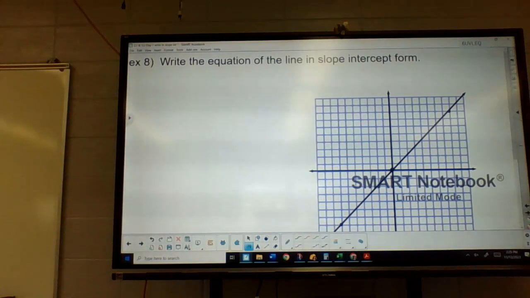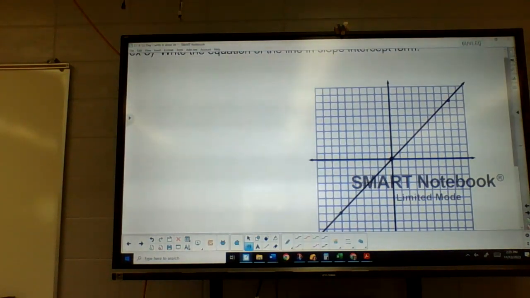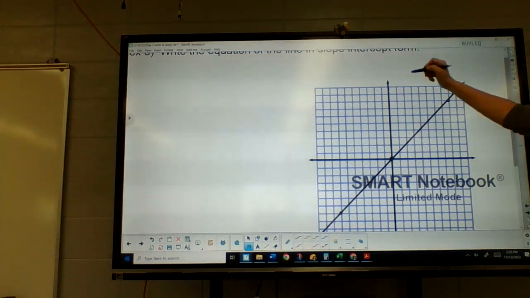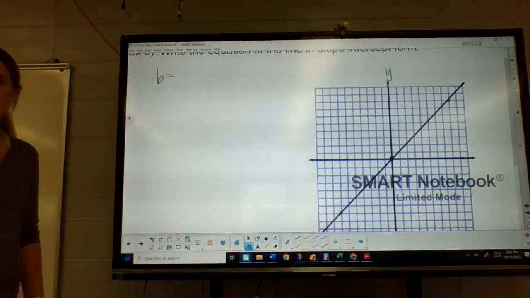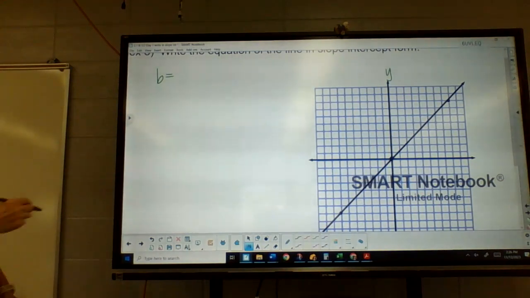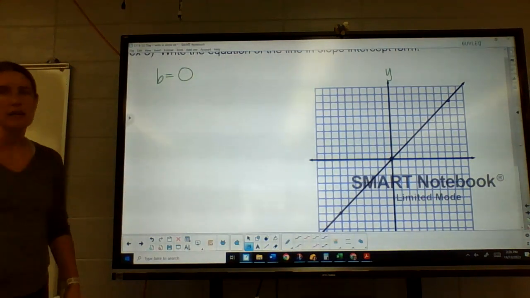So it says write the equation of the line in slope intercept form. So again, looking for where it begins, the B on the y-axis. So what's the B in this case? 0. This B is 0. It begins at the origin, so the B is just 0.